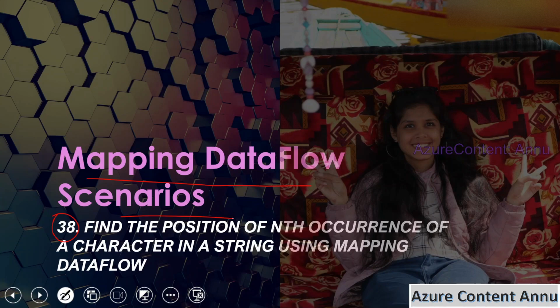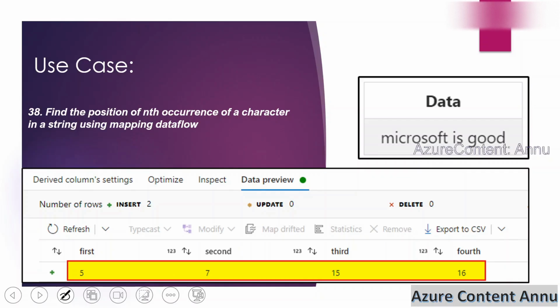In this video, we are going to learn how to find the position of the nth occurrence of any character in a string using Mapping Data Flow. So let's see the requirement in detail. So this is our requirement.